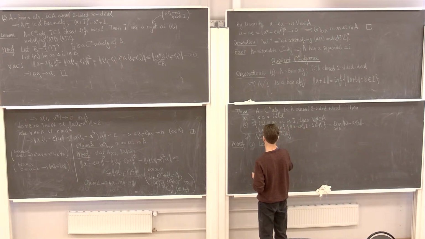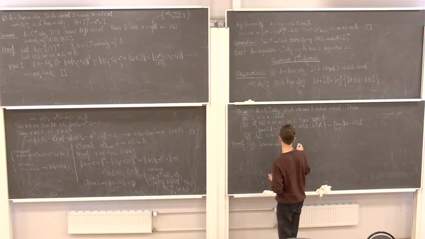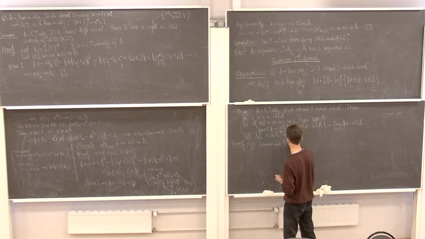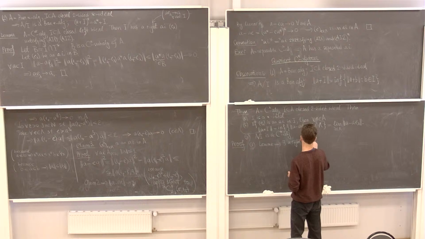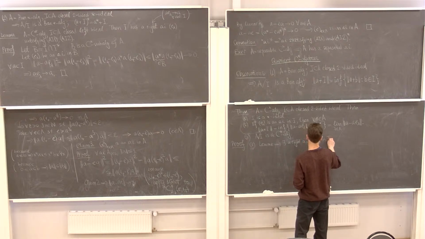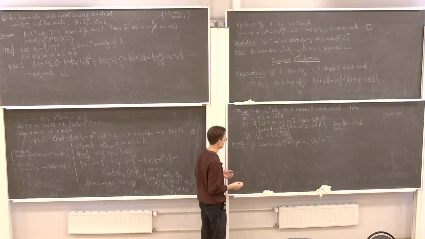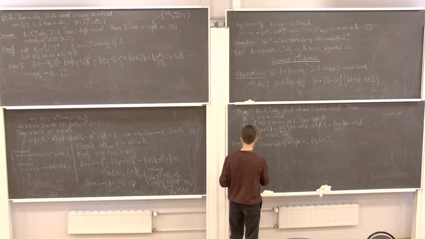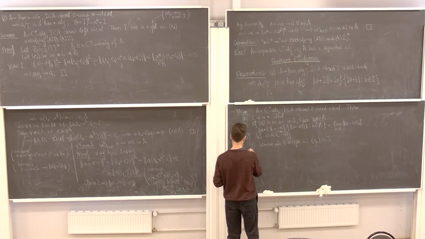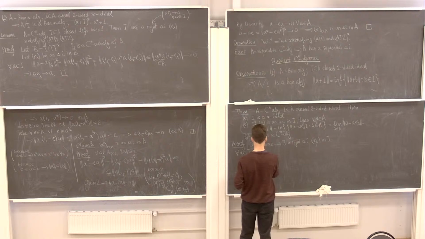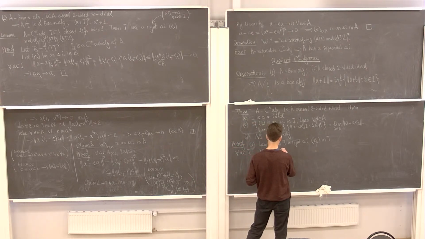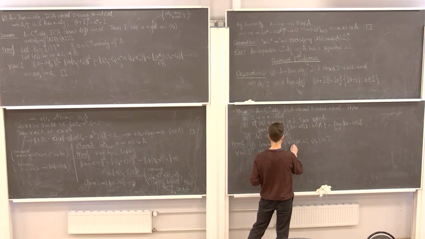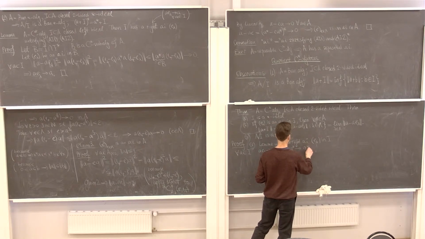So let's apply our lemma and deduce that there is an approximate identity, a right approximate identity E lambda in I. So therefore, for every element A in I, A E lambda converges to A. Now let's apply the involution, and we see that E lambda A star converges to A star because the involution is continuous.